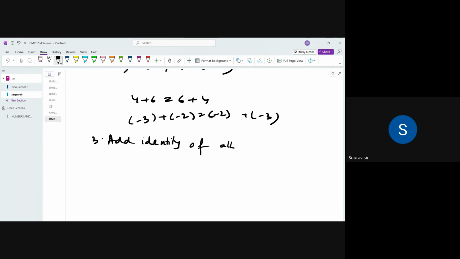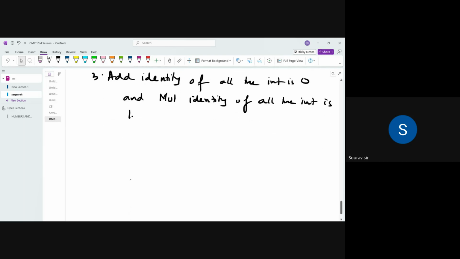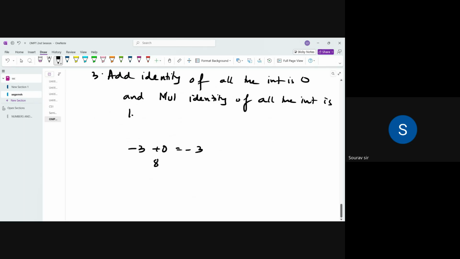Next, additive identity of all the integers is 0. And multiplicative identity of all the integers is 1. So what do I mean by that? If we do an example, minus 3 plus 0 is equal to minus 3, or 8 plus 0 is equal to 8. Similarly, if I take minus 5 multiplied by 1, minus 5, or 7 multiplied by 1, 7.